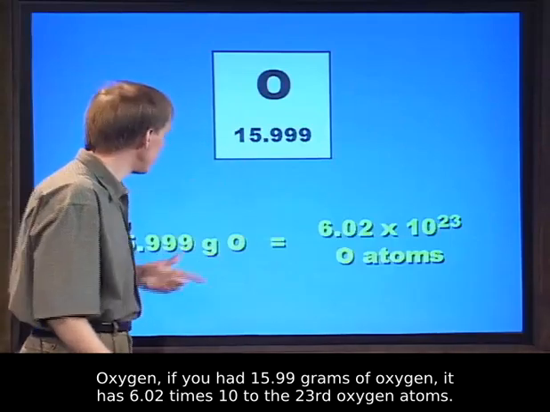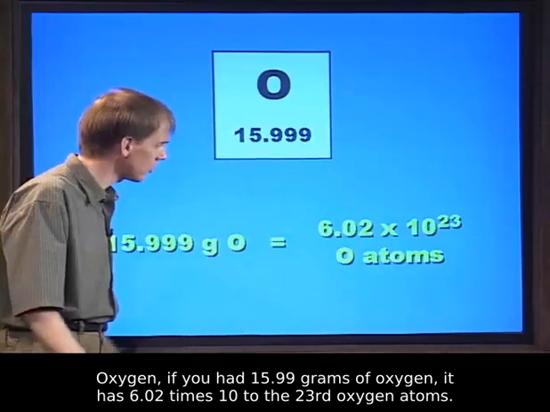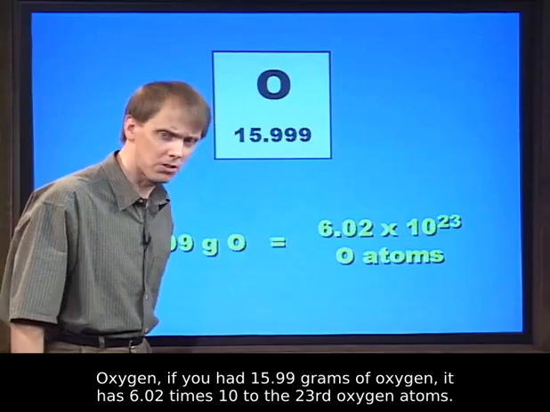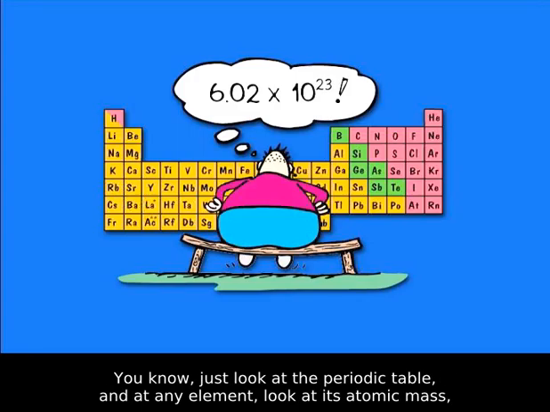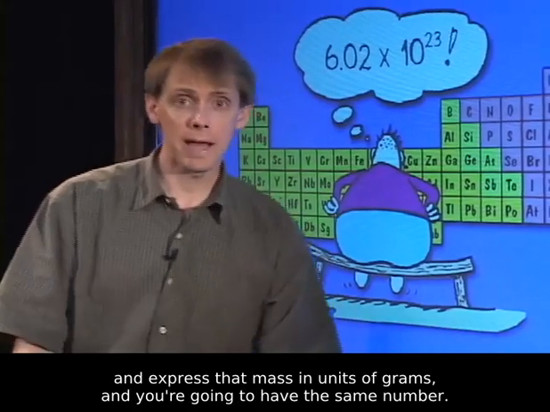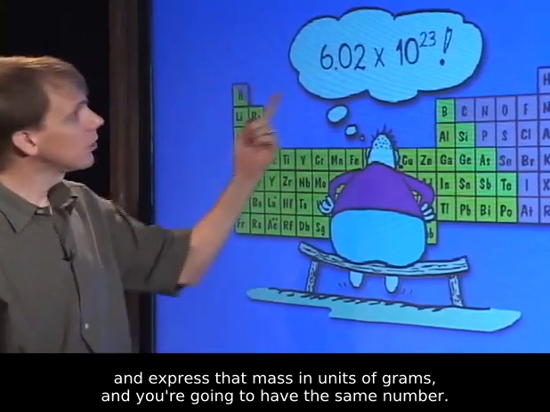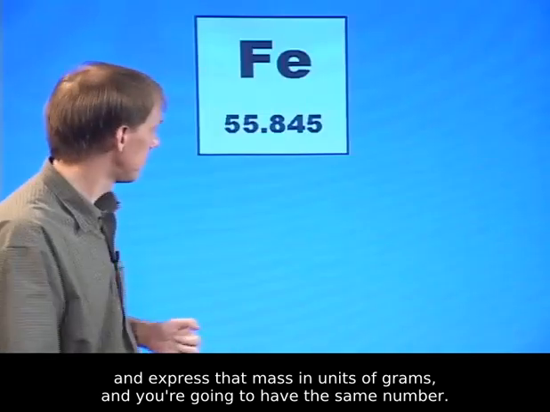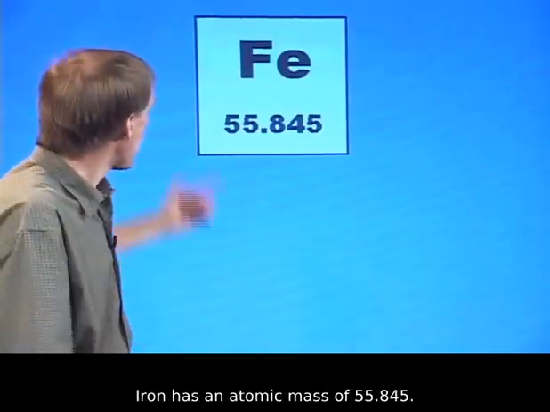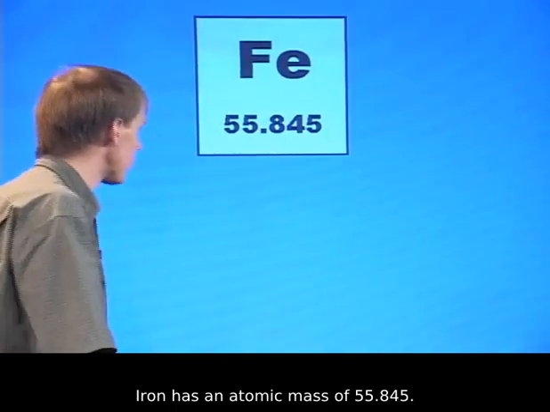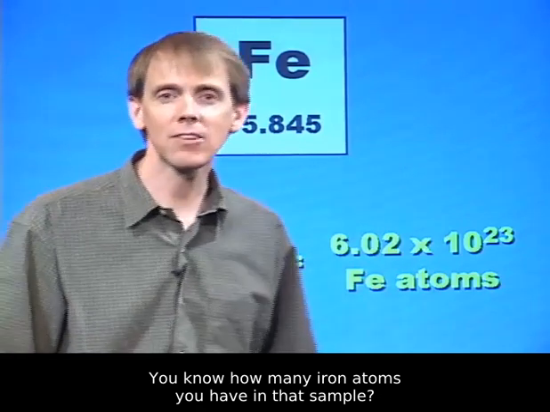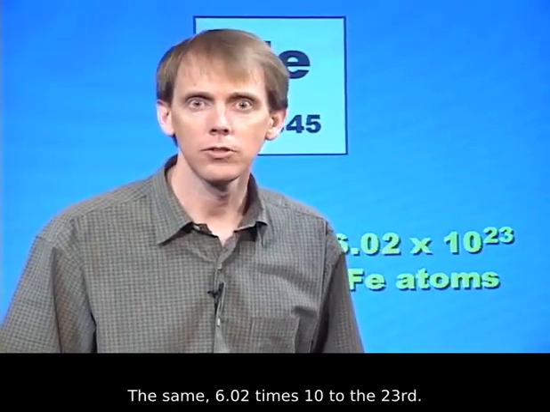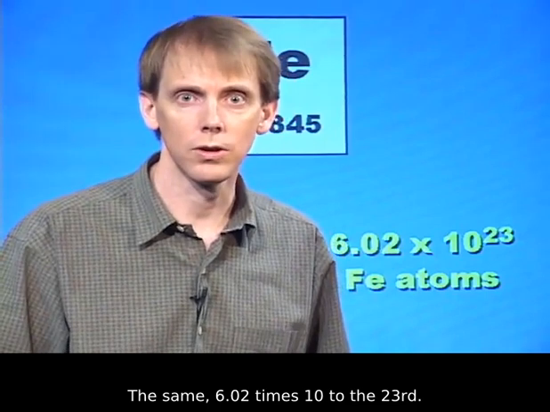Oxygen. If you had 15.99 grams of oxygen, you'd have 6.02 times 10 to the 23rd oxygen atoms. Just look at the periodic table and at any element, look at its atomic mass and express that mass in units of grams, and you're going to have the same number. How about iron? Iron has an atomic mass of 55.845. Express that in grams. You know how many iron atoms you have in that sample? The same, 6.02 times 10 to the 23rd.